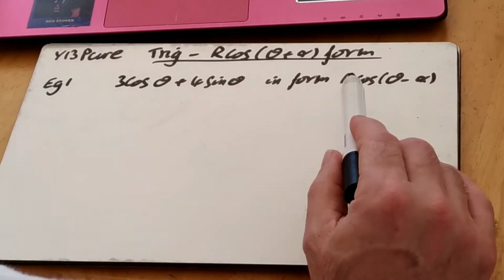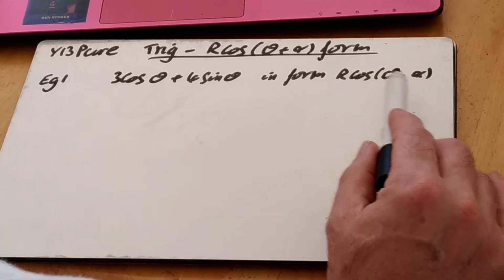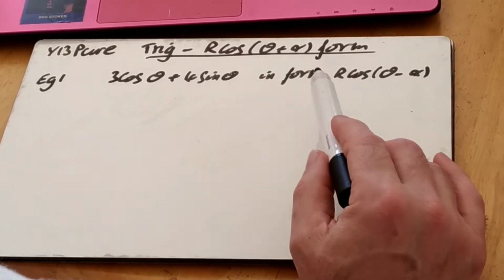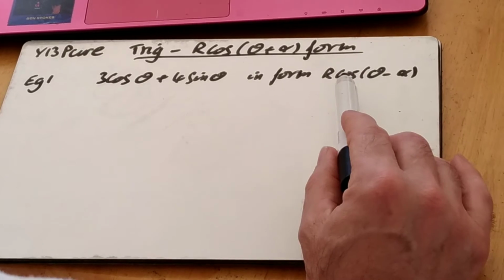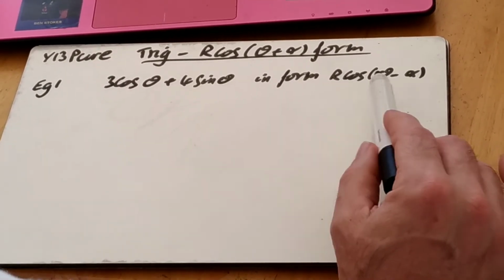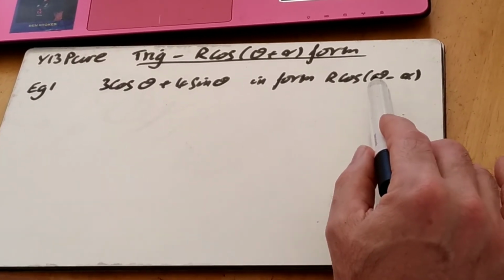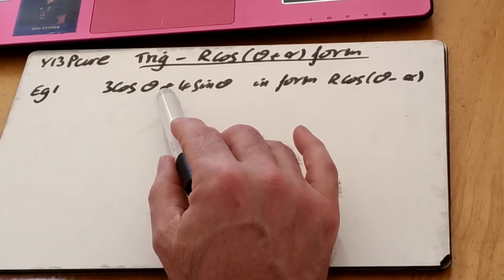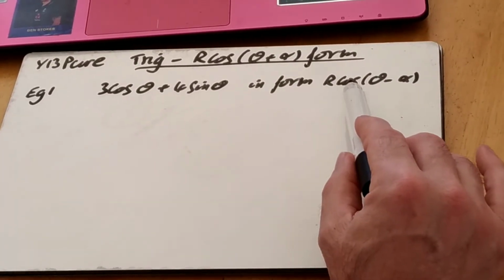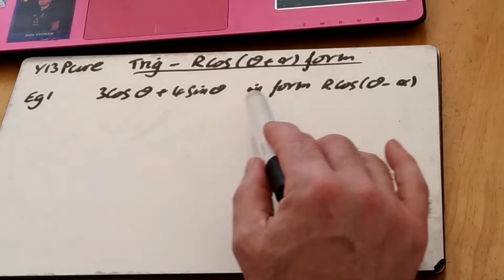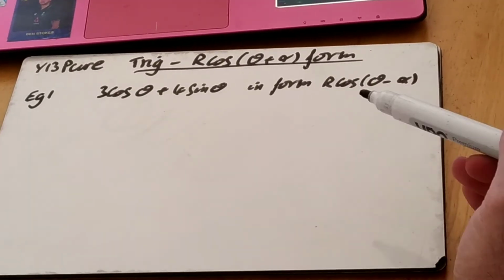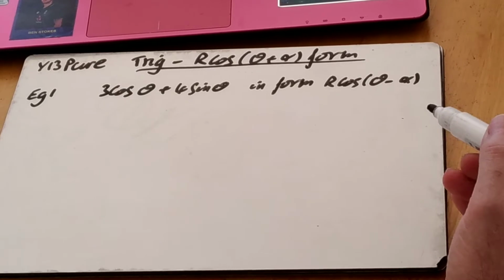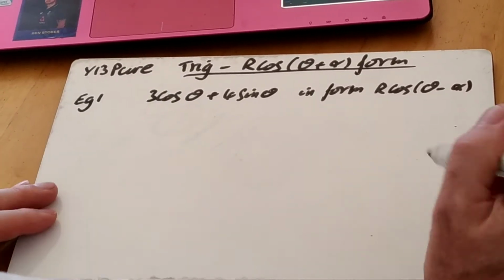Things to be aware of: they should normally give you the form that you want it in. If they don't, you just need to choose one of the sine of a sum, sine of a difference, cos of a sum, cos of a difference that has the correct plus or minus in the middle. So in this case, because it's a plus, we're looking at cos of a difference. We could have written it as sine of a sum, and there would have been a slight difference in how the answer looks. So let's see how we're going to do this then.